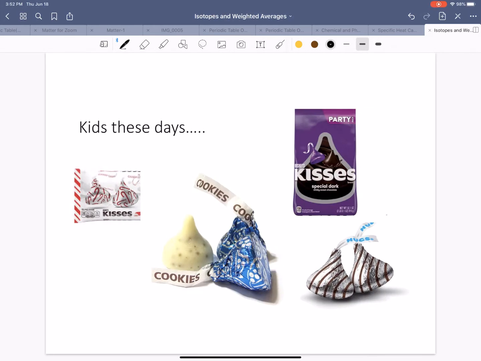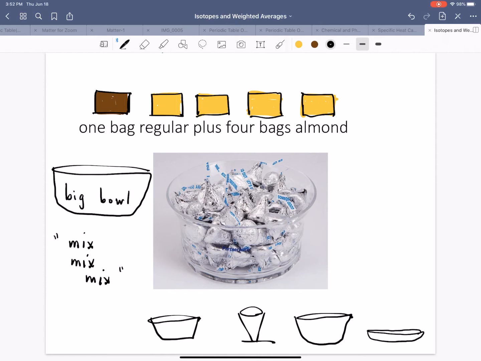Nowadays, you get choices: peppermint, cookies and cream, special dark chocolate, even Hugs. But in my day, we only had Hershey's Kisses and almond Kisses. And because I preferred the almond Kisses, when I became an adult, I could buy whatever I wanted. I would buy a bag of regular Hershey's Kisses, and then 4 bags with almonds.